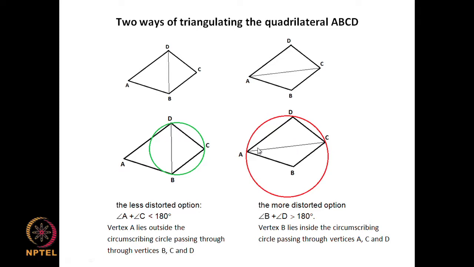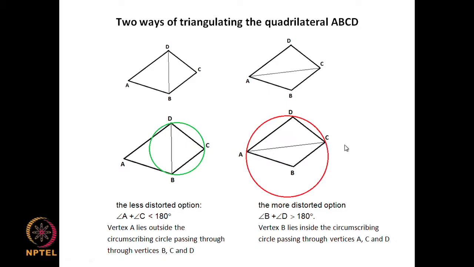And in this particular case, the diagonal is AC, the two opposite angles are B and D, and you can see that the sum is greater than 180 degrees, and this gives us a more distorted triangulation of the quadrilateral. Another way is to look at a circumscribing circle which passes through points B, C, D of this triangle here, and if the vertex which is left out falls outside the circumscribing circle, then that is a good way of triangulating.